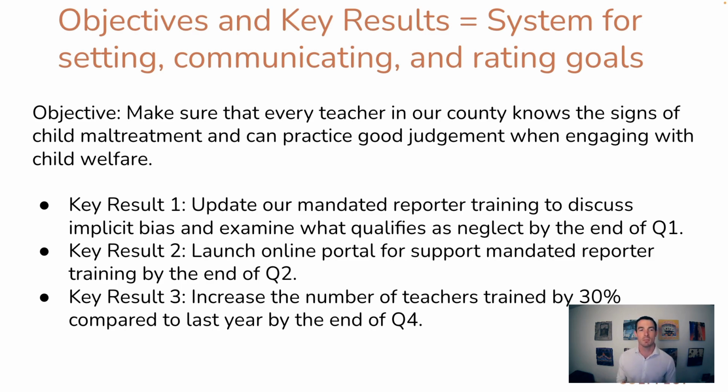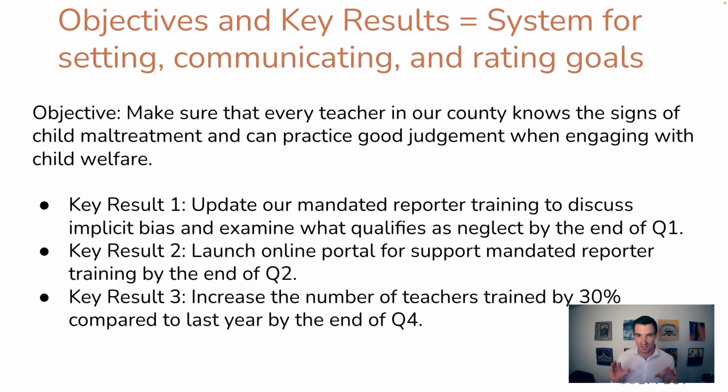So the key results for that might be, one, updated mandated reporter training to discuss implicit bias and examine what qualifies as neglect. Maybe the second key result: we're going to launch an online portal for supporting mandated reporter training by the end of Q2. Key result 3: increase the number of teachers trained by 30% compared to last year by the end of Q4.